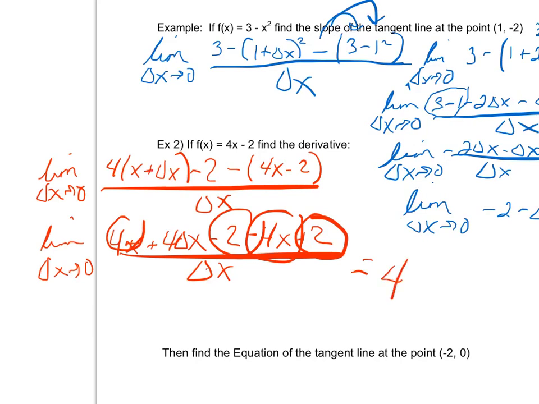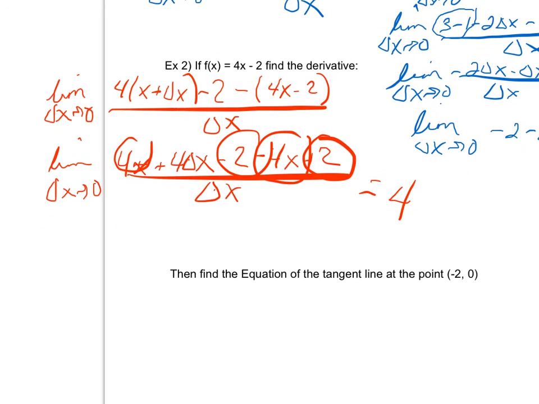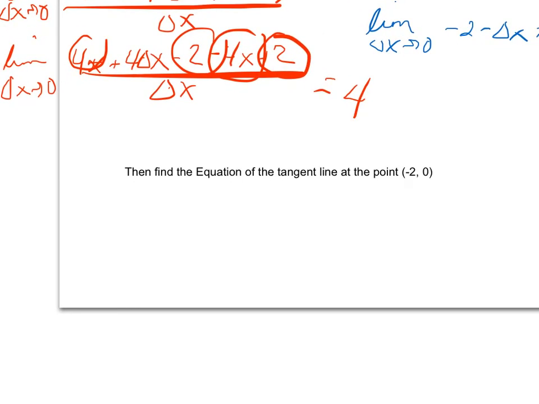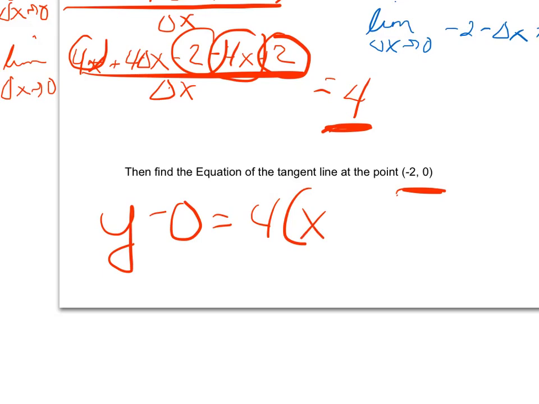So I see, and this should make sense. This is a linear equation. I know the slope is 4, so it should make sense that I get a slope of 4. So now I have to find the equation of the tangent line. So typically what I would do is take whatever this gave me and plug -2 in for x, but since this is a constant function, I don't have to do that. Well, now that I have a slope and a point, I can say y minus y1 equals m times x minus x1. So y equals 4 times x plus 2.